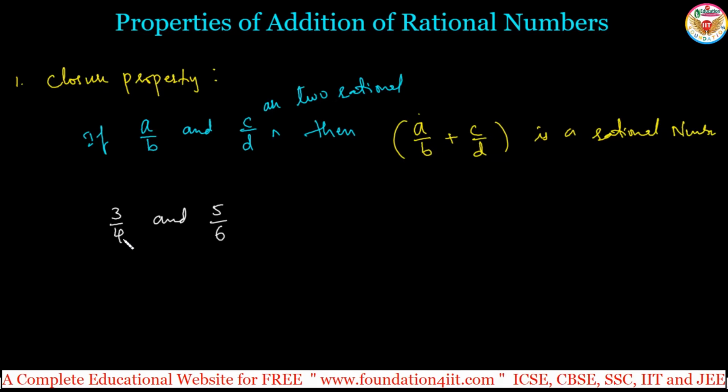Yes, we know 3/4 is a rational number, in p/q form and q is not 0. So 3/4 and 5/6 are two rational numbers. While adding both, if I do addition, the result must also be a rational number. So 3/4 plus 5/6.